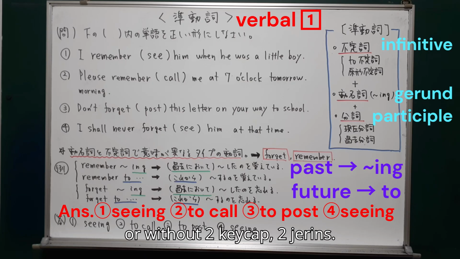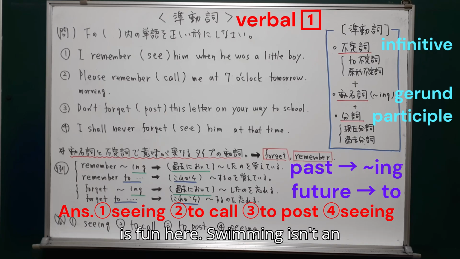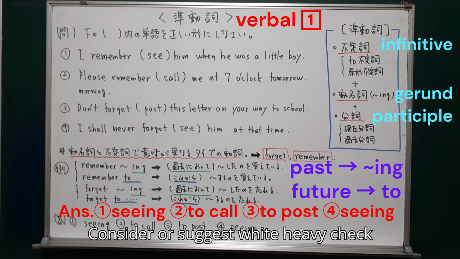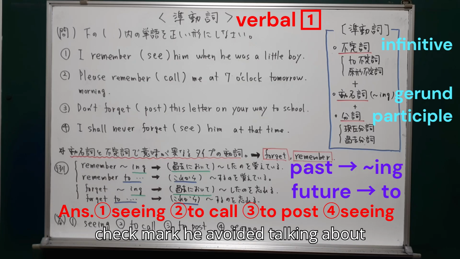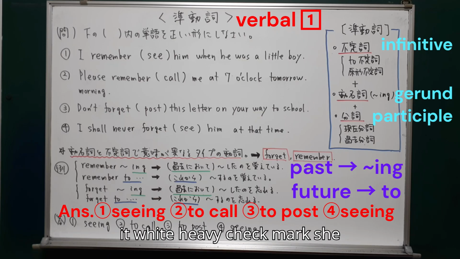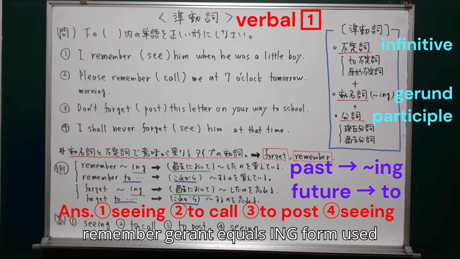Number 2. Gerunds. Next, gerunds. These are the ing forms used as nouns. Example: swimming is fun. Here, swimming isn't an action, it's the thing that's fun. We often use gerunds after verbs like enjoy, finish, avoid, mind, consider, or suggest. I enjoy reading. He avoided talking about it. She finished cleaning the kitchen. So remember, gerund equals ing form used as a noun.